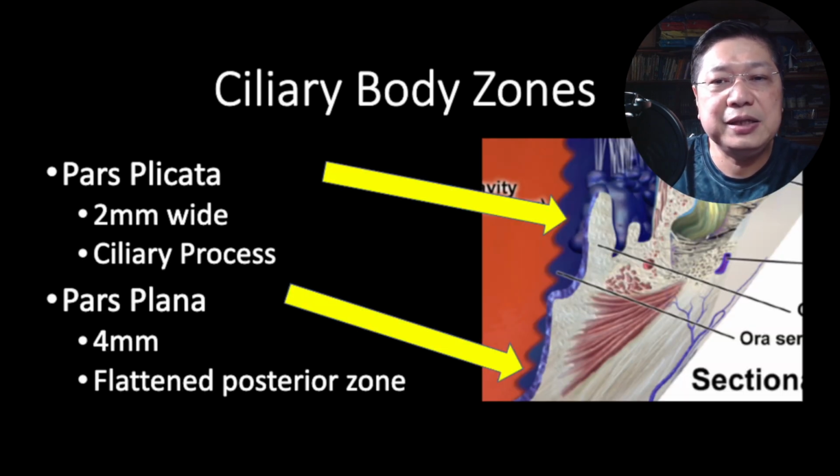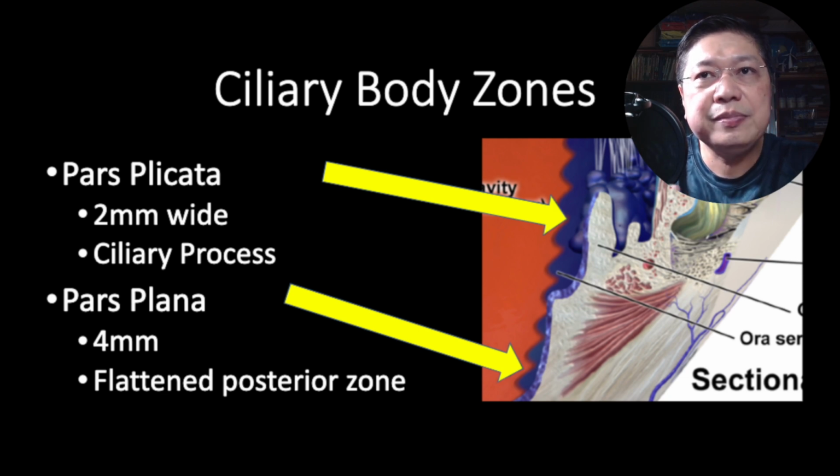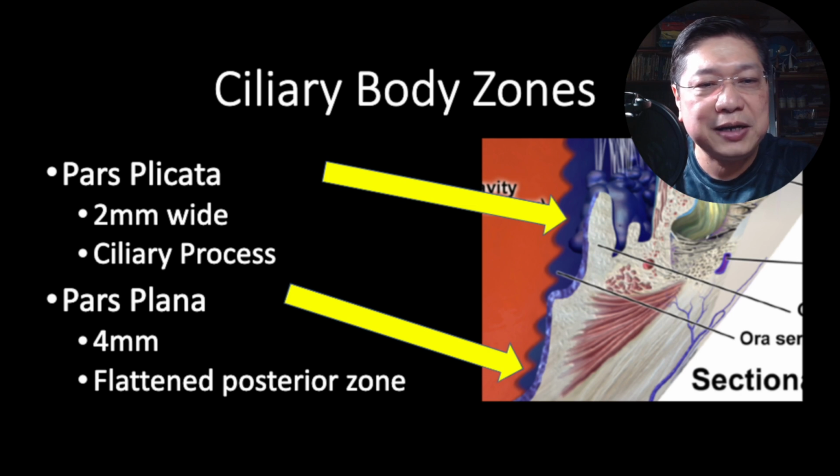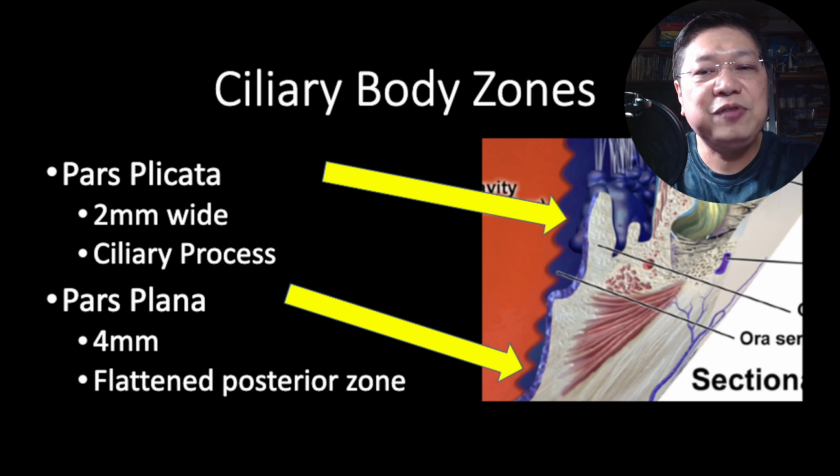Okay, next would be the ciliary body. It's the muscle, it's the area behind the pupil. It has two zones, the pars plicata, which is about 2 millimeters wide and contains the ciliary processes, and the pars plana, meaning it's the flattened area. Okay, so pars plana, flat; plicata means you have ciliary processes.